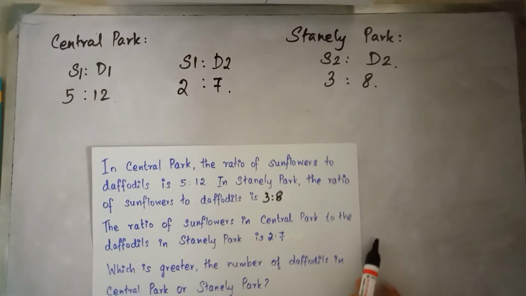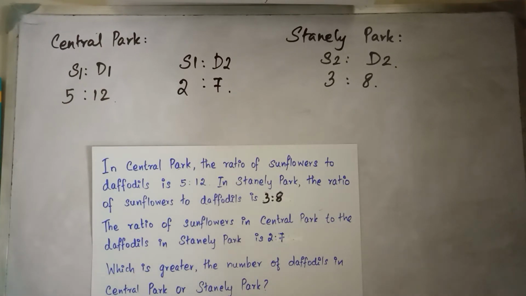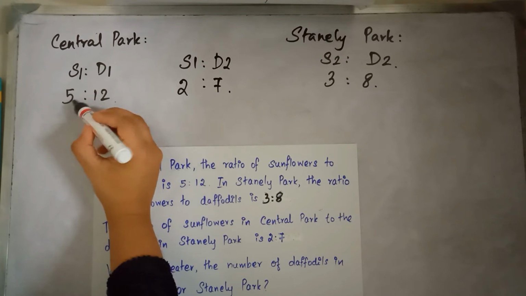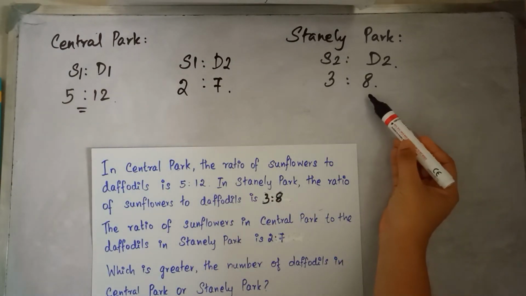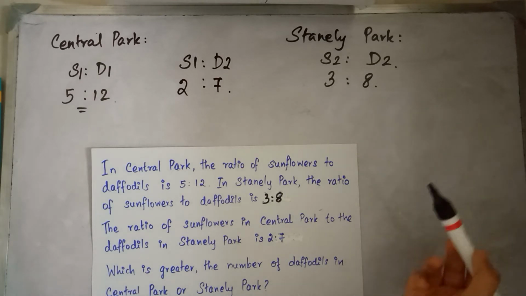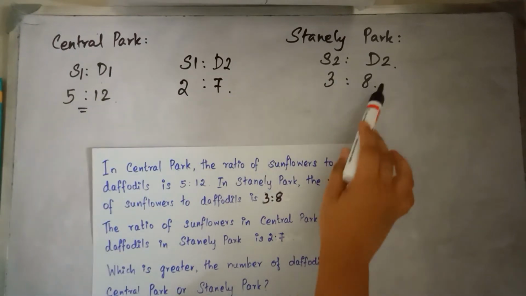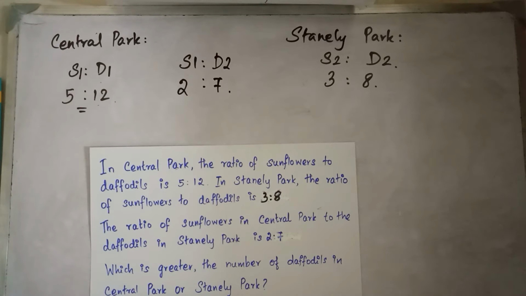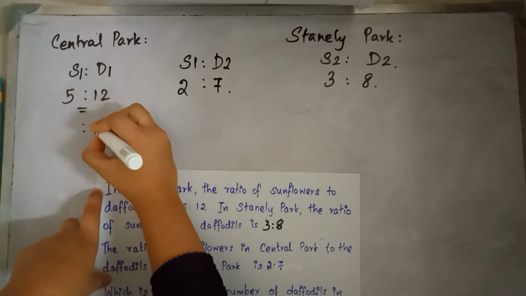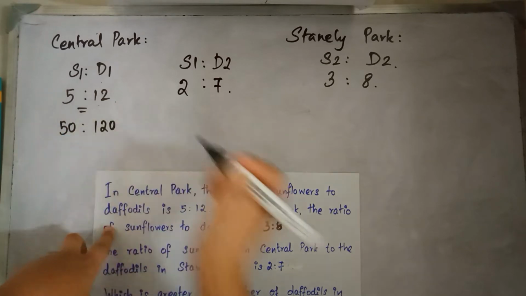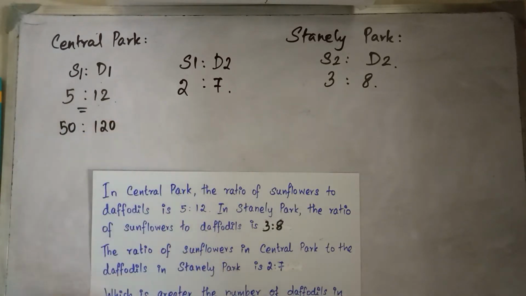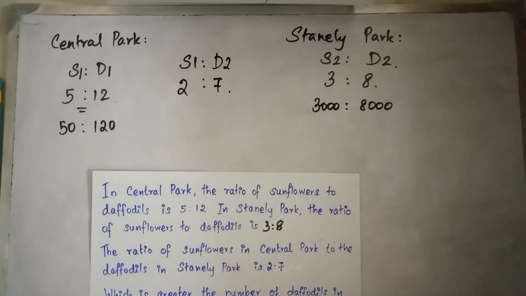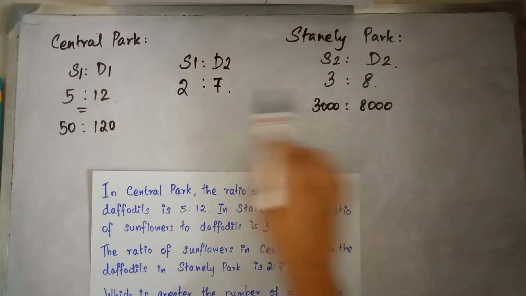Now just by looking at these three ratios, we cannot determine which is greater, because it might seem in this ratio we know that daffodils is greater than sunflowers. Likewise in this ratio also we know that daffodils is greater than sunflowers. But to compare D1 and D2 is impossible, because even though this seems greater, 12 greater than 8 parts, this could be 50:120. There could be 50 sunflowers and 120 daffodils, and this could be 3000:8000. So just because this is 12 and this is 8, you cannot say that this is greater.